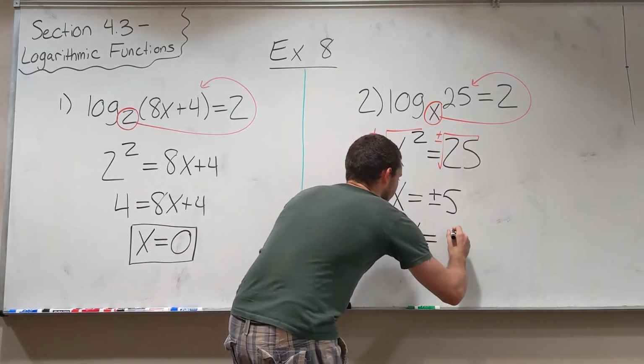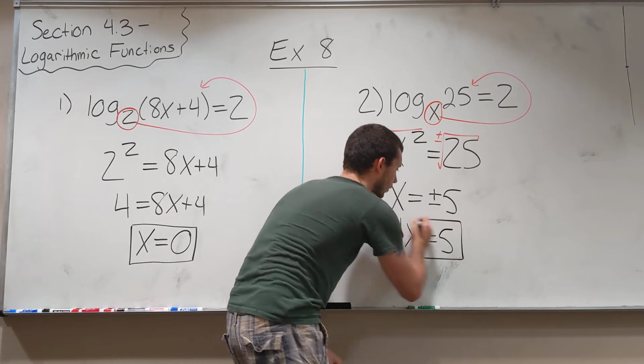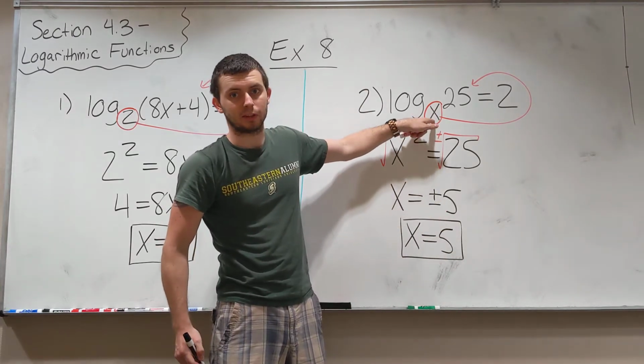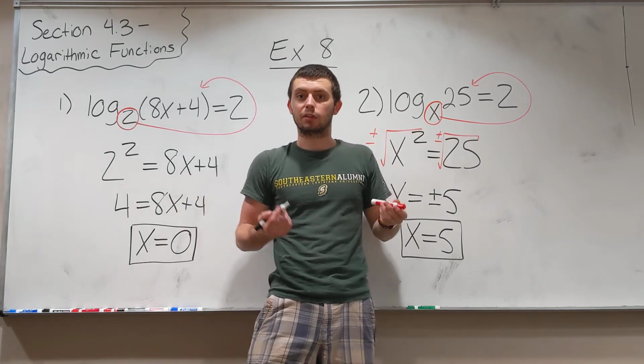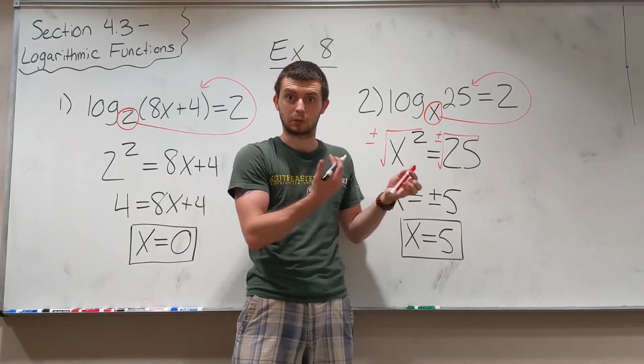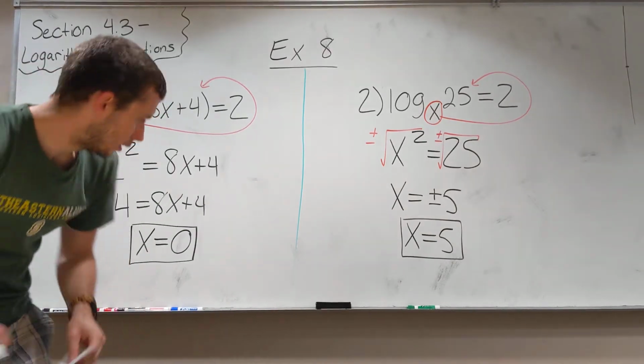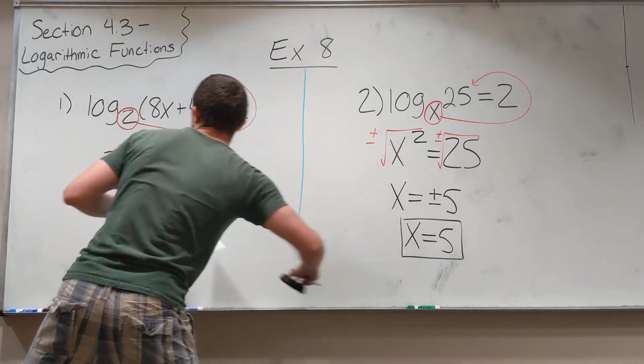So all we have is x is equal to 5, because when x is equal to -5, we have a negative base, and we cannot have a negative base or negative subscript of a logarithm. So let's go ahead and move on to problem 3 here.